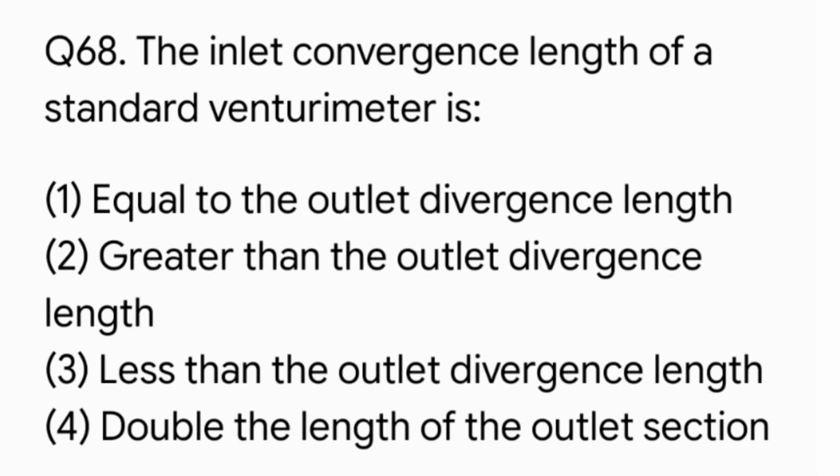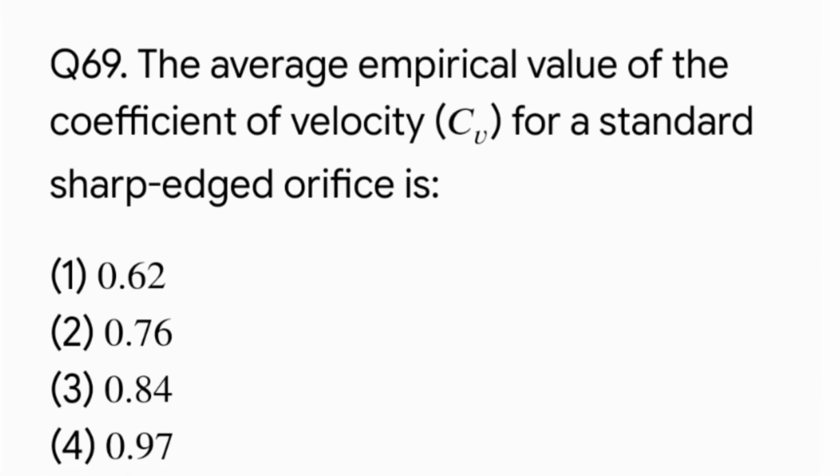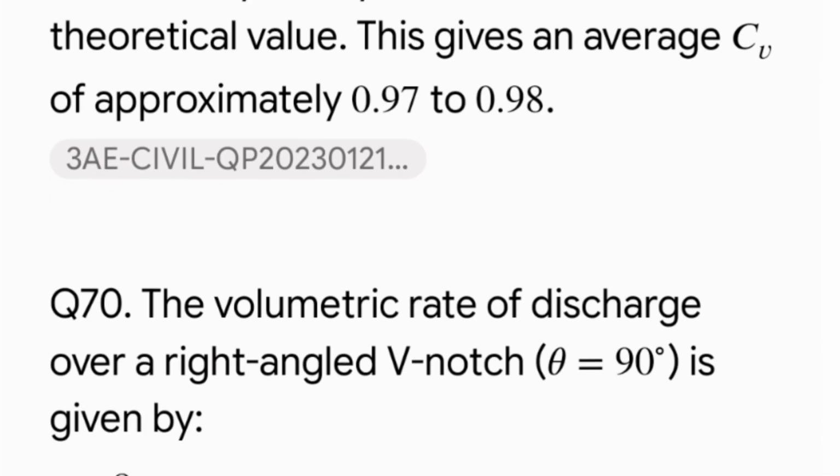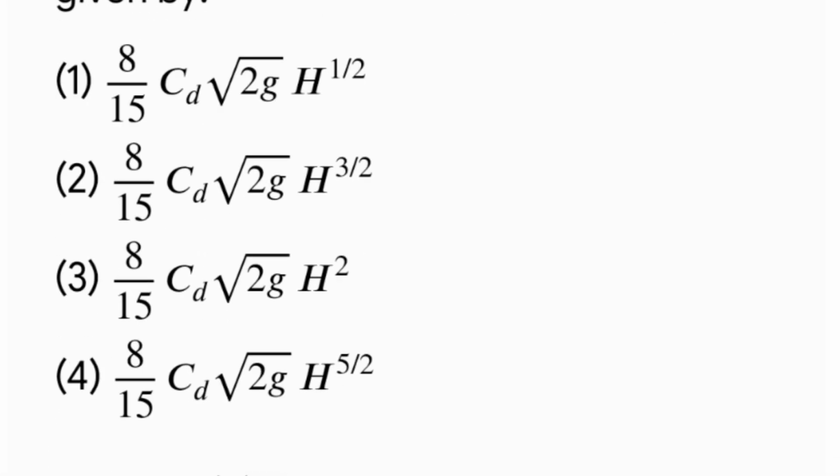Next question. The equivalent convergence length of a standard venturimeter is, correct answer, less than the outlet divergence length. Next question. The average empirical value of the coefficient of velocity for a standard sharp-edged orifice is, correct answer option 4, 0.97. Next question. The volumetric rate of discharge over a right angled V notch is given by, correct answer option 4, 8/15 Cd root 2g H to the power of 5/2.